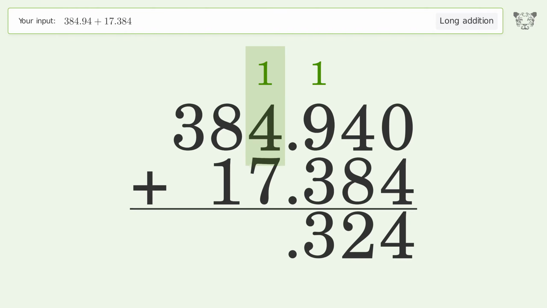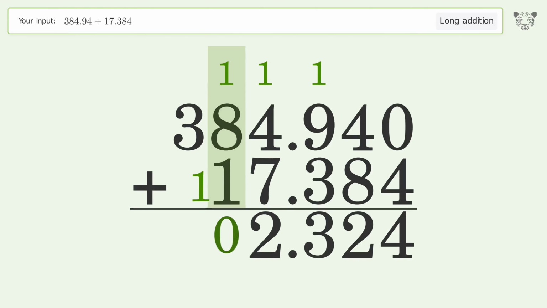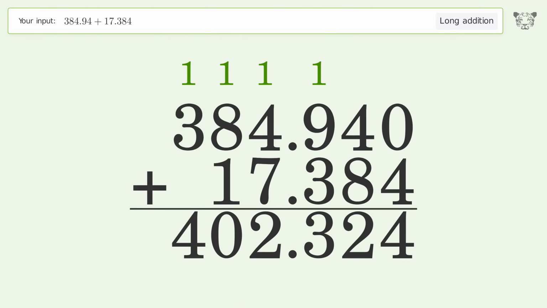1 plus 4 plus 7 equals 12. Carry 1 to the tens place. 1 plus 8 plus 1 equals 10. Carry 1 to the hundreds place. 1 plus 3 equals 4. And so the final result is 402.324.